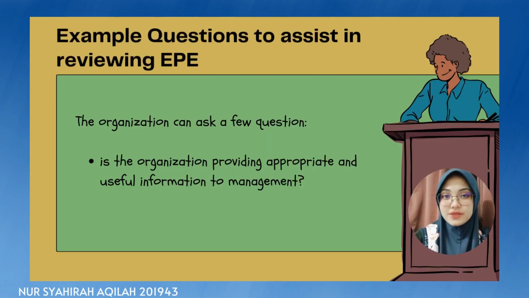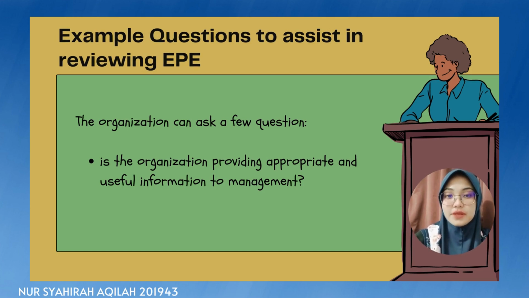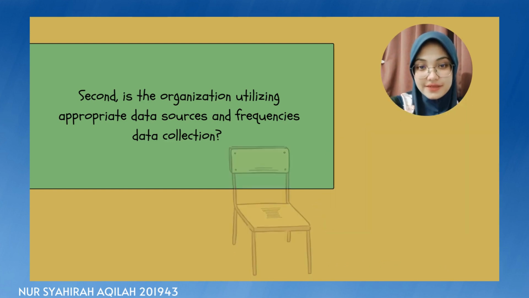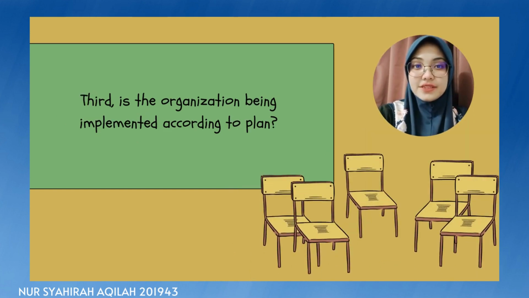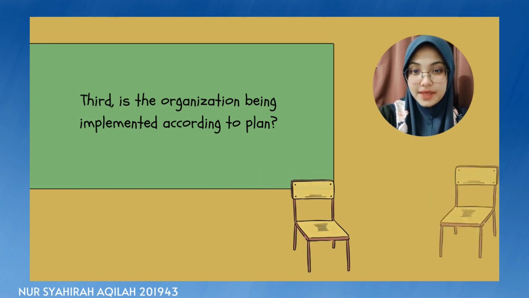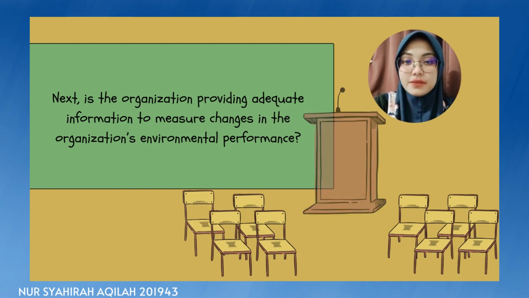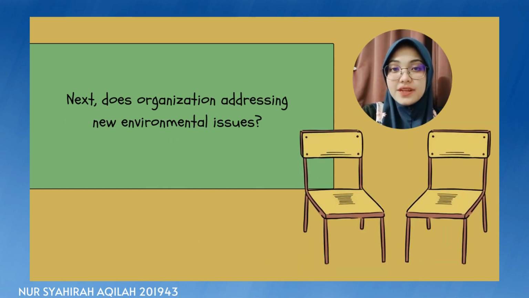Example questions to assist in reviewing EPE. The organization can ask a few questions. For example, is the organization providing appropriate and useful information to management? Second, is the organization utilizing appropriate data sources and frequencies of data collection? Third, is the organization being implemented according to plan? Next, is the organization providing adequate information to measure changes in the organization's environmental performance? Next, is the organization addressing new environmental issues?